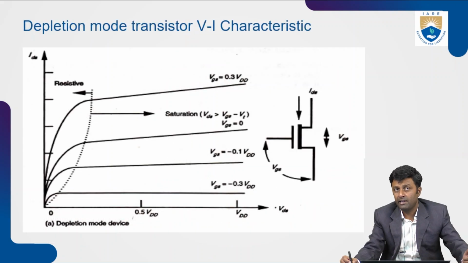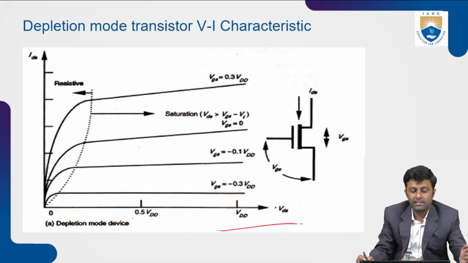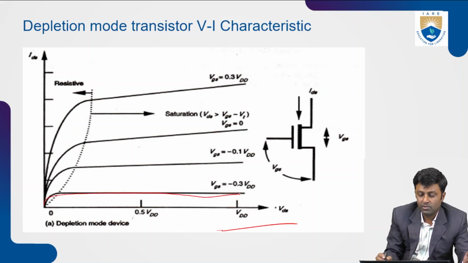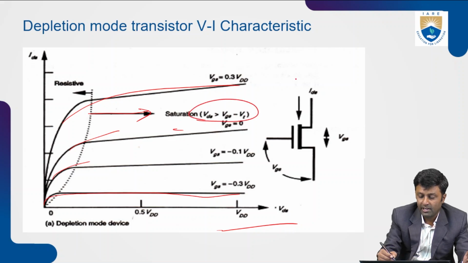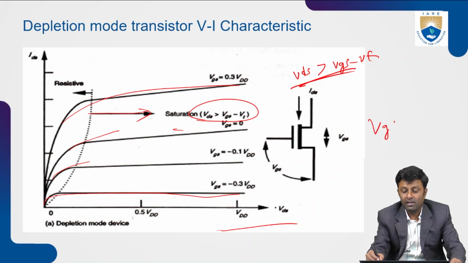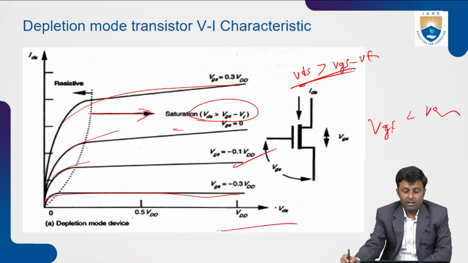As you can see, for the depletion region also, there is the graph of VDS versus IDS here. As we are increasing the gate to source voltage, the current is also increasing, as you can see in the graph easily. This is called the saturation region. In the saturation region, the condition is VDS is greater than VGS minus VT. Whereas in the non-saturation region, VDS is less than VGS minus VT. That is the condition, as you can see in this graph.